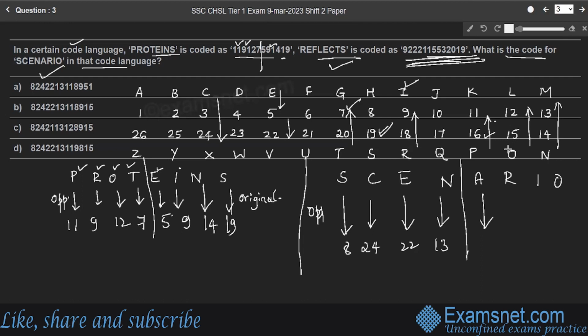Now write the positional values of A, which is 1, of R it is 18, of I it is 9, of O it is 15. Therefore, the code for SCENARIO is 8242213118915. Therefore, option B is the right answer.